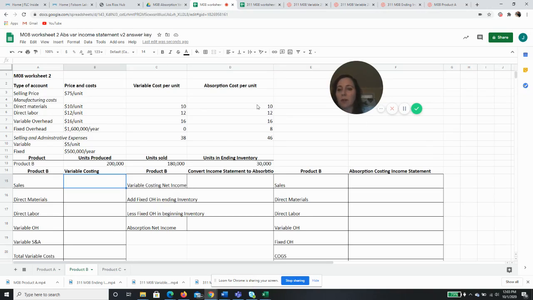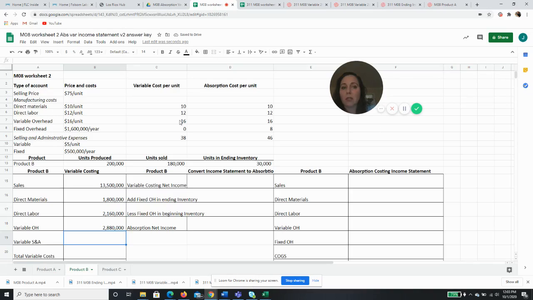All right, so we're going to calculate our variable costing income statement. Our sales is going to be the number of units we sold, 180,000, times $75 a unit, which is our sales price right here. Our direct materials is 180,000 units we sold times $10 a unit, or 1.8 million. Direct labor is the 180,000 units we sold times $12 a unit, or 2,160,000. And variable overhead is the 180,000 units we sold times $16 a unit, or 2,880,000.